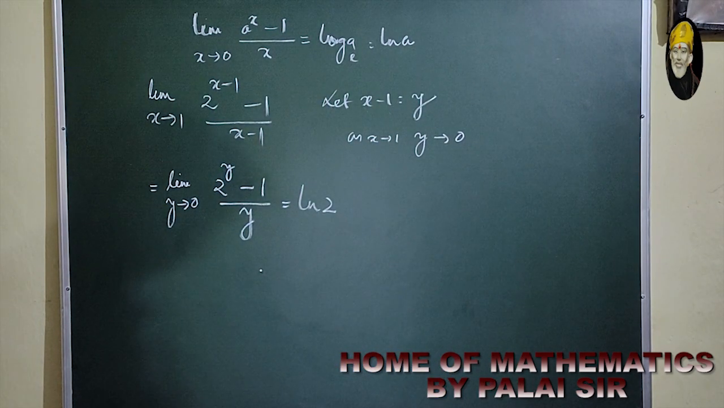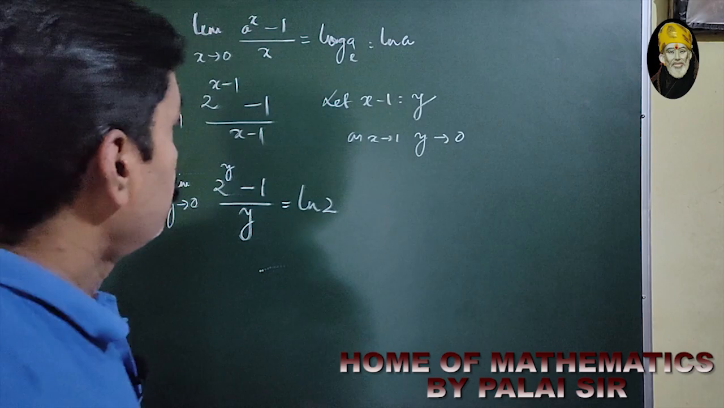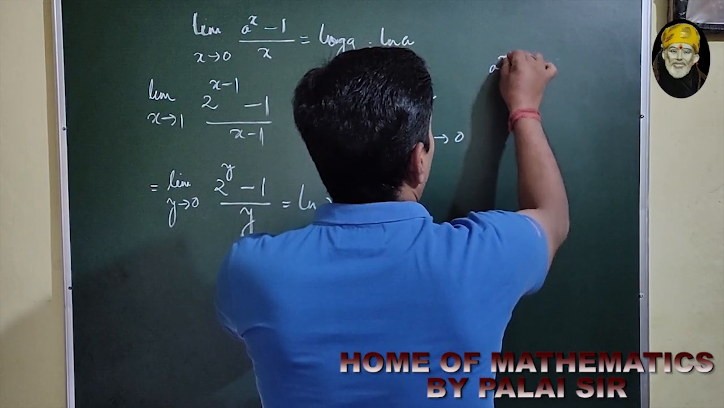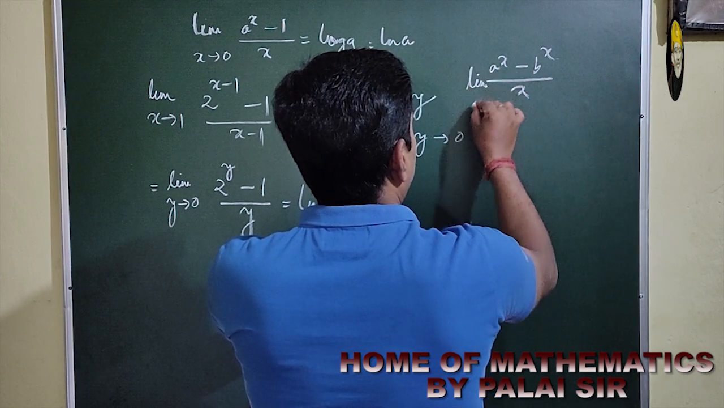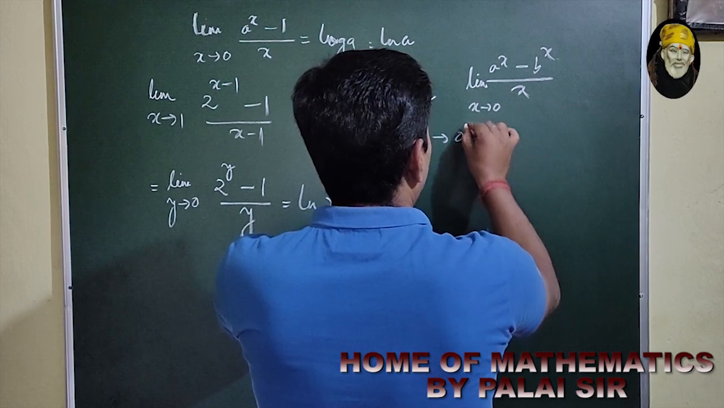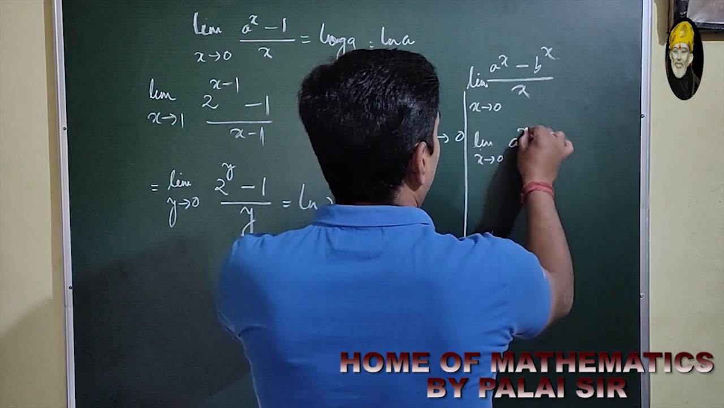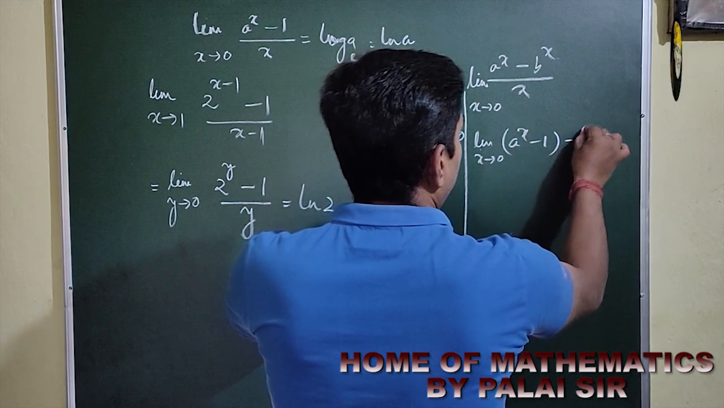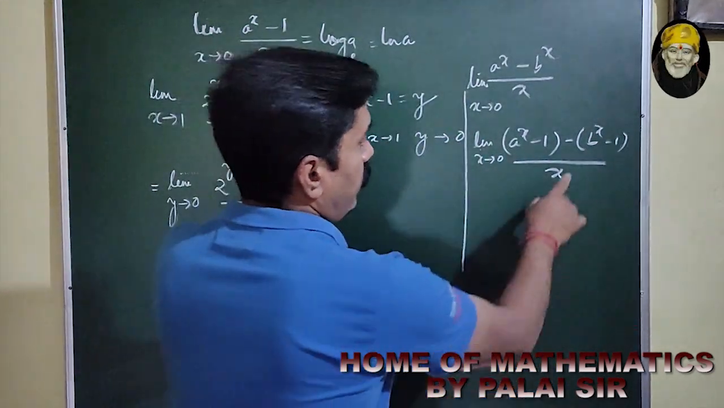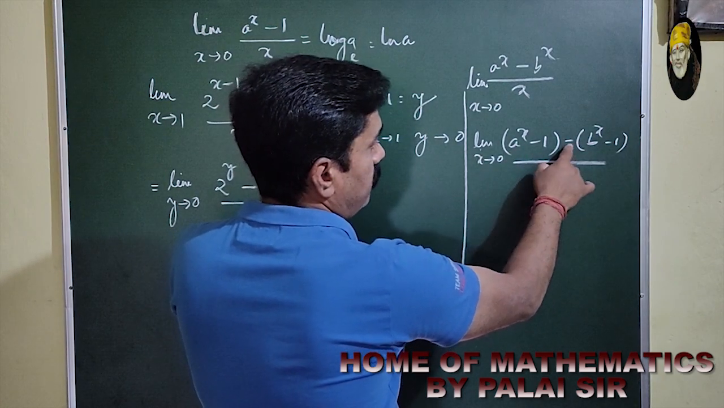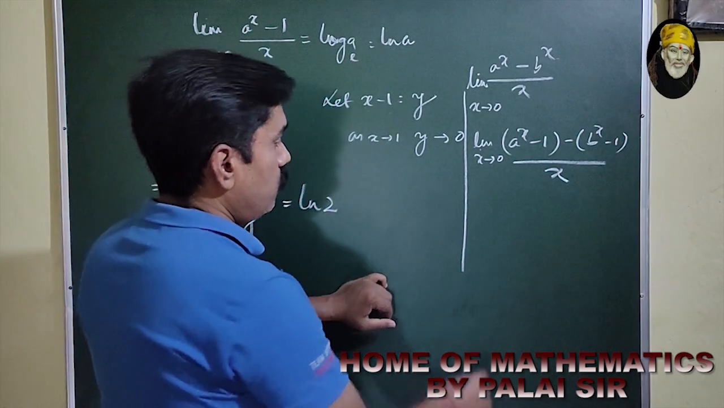Suppose I am taking another problem. Here you see a to the power x minus b to the power x by x, limit x tends to 0. Another problem we are taking, a to the power x minus b to the power x by x, limit x tends to 0. This can be written as what? Limit x tends to 0, a to the power x minus 1 minus b to the power x minus 1 by x. Here you see, when you open the bracket, a to the power x minus 1 minus b to the power x plus 1. Minus 1 and plus 1 are going to cancel each other. So what you will find here?